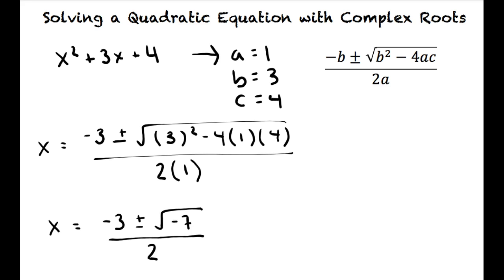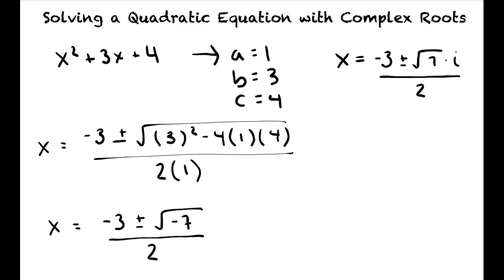Now we can simplify to give us negative 3 plus or minus the square root of negative 7, over 2. Note that in this case the discriminant, b squared minus 4ac, equals negative 7, so the solutions are not real numbers. Using the fact that the square root of negative 1 equals i, we can continue simplifying into negative 3 plus or minus the square root of 7 times i, over 2.